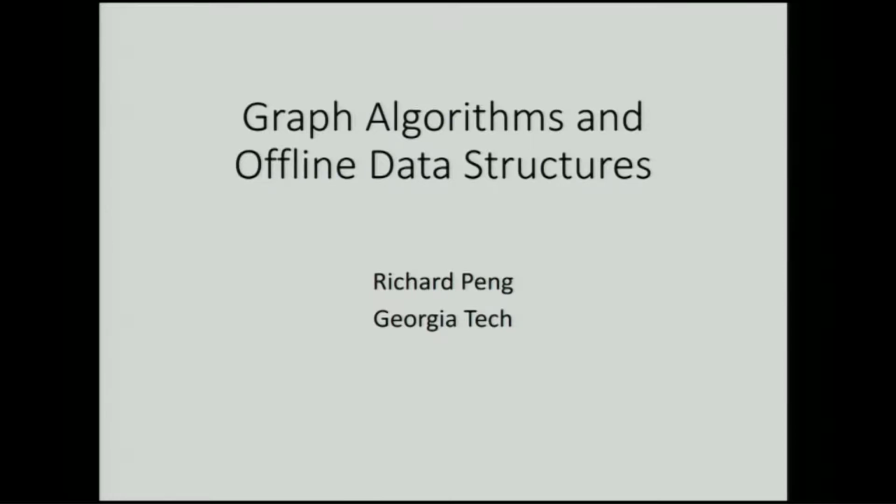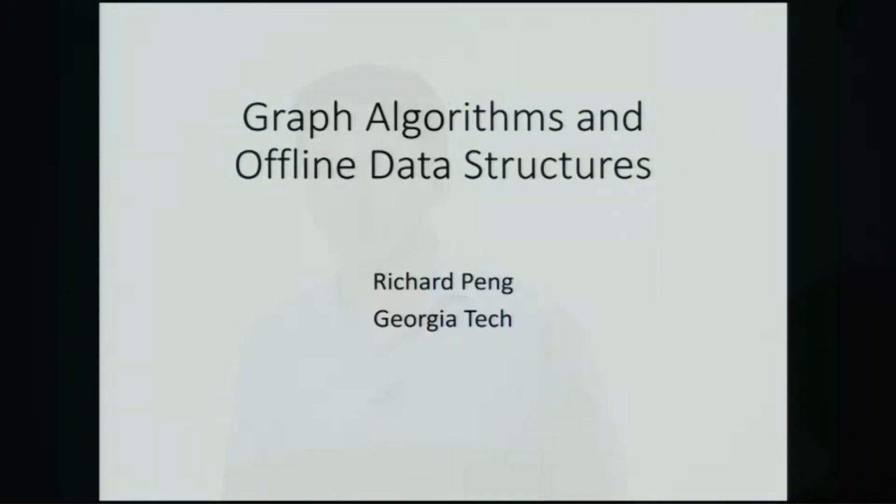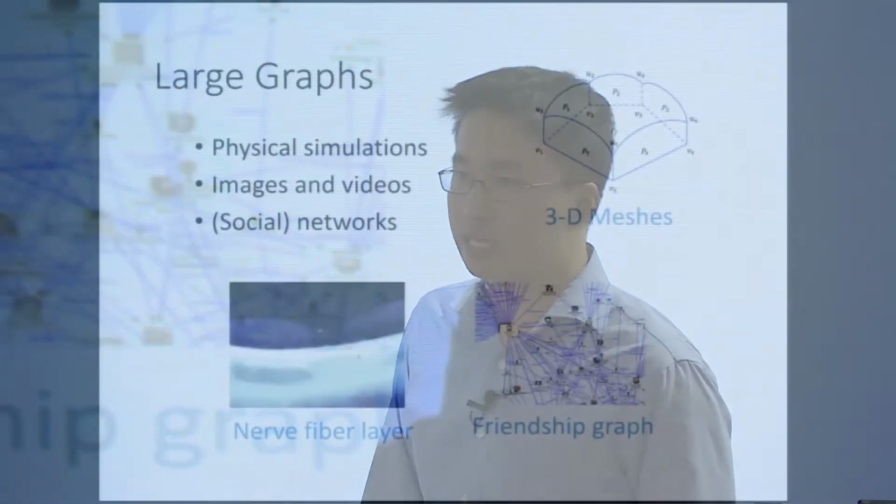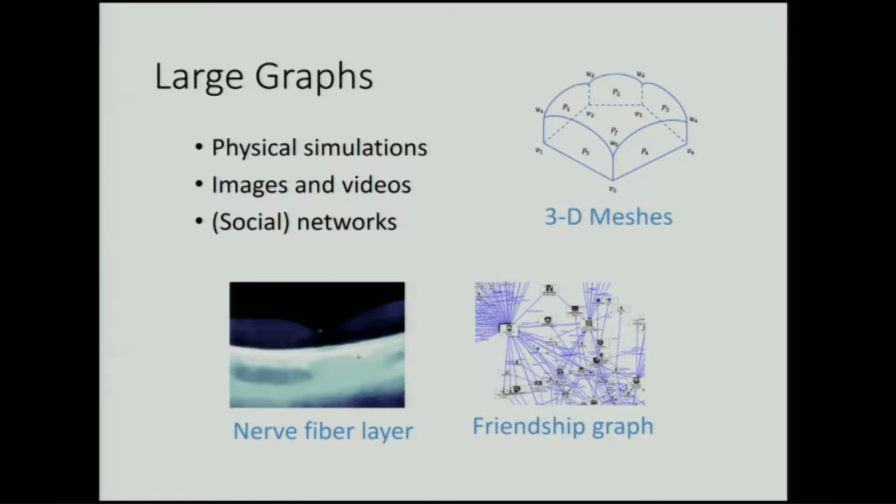OK, so the plan for this talk is to discuss graph algorithms, but more from the perspective of combinatorial data structures and combinatorial algorithms. The motivation of this talk is still very similar to all the talks we saw before, in that we have some very large graphs and networks.